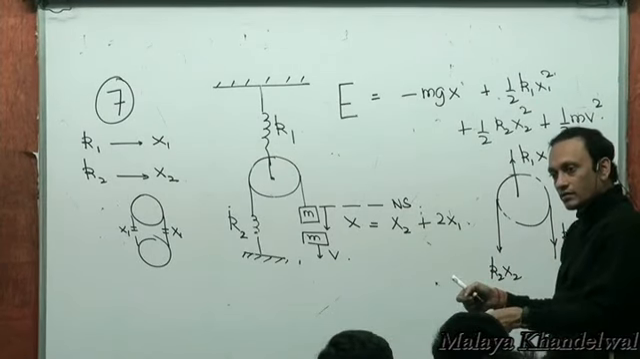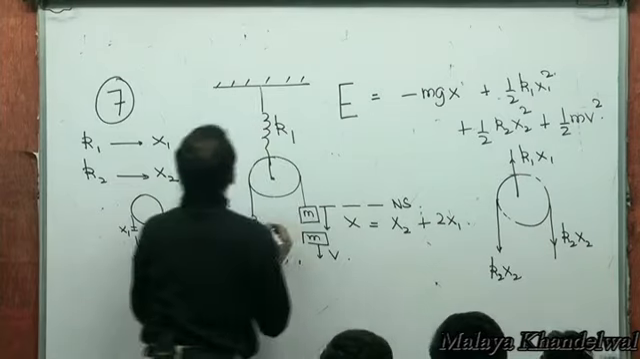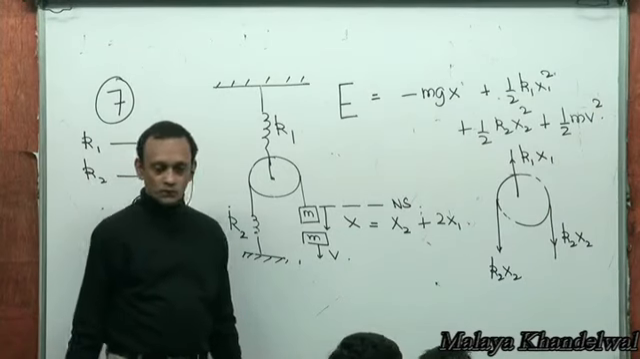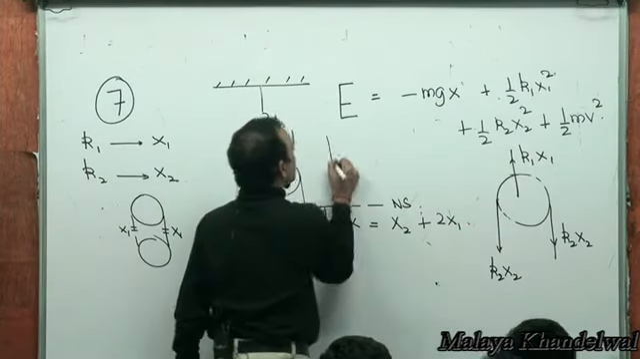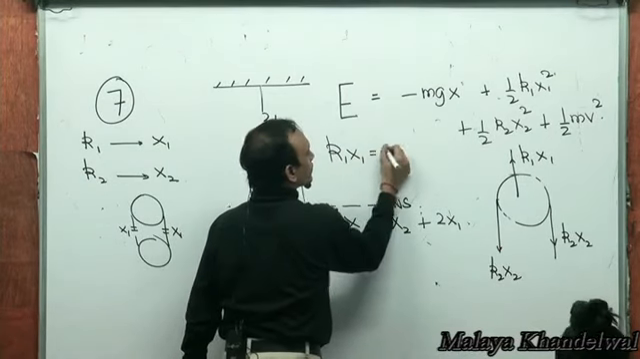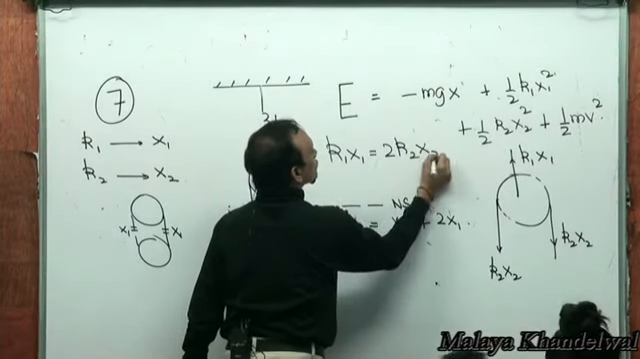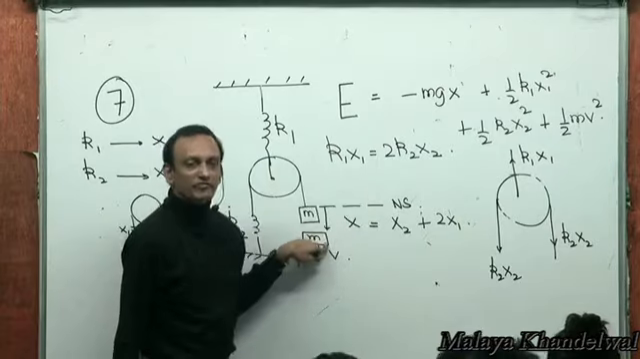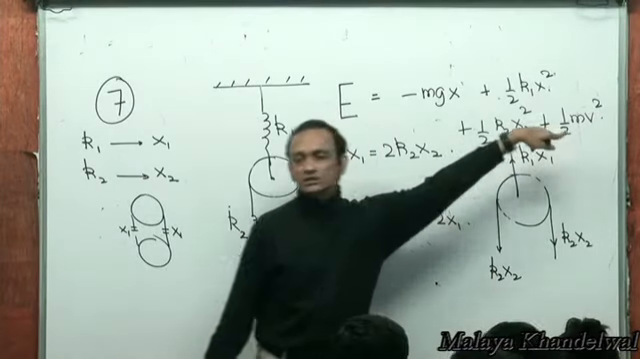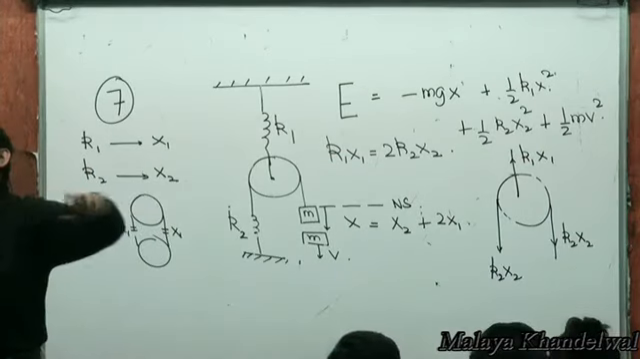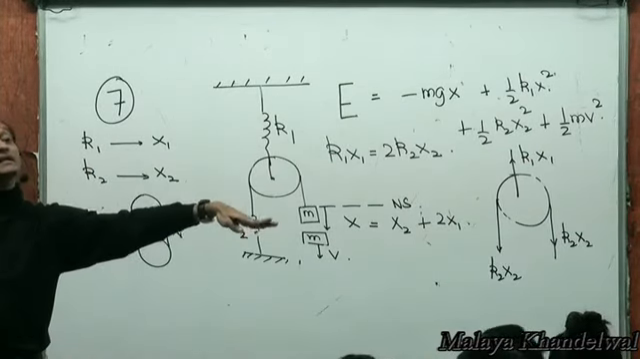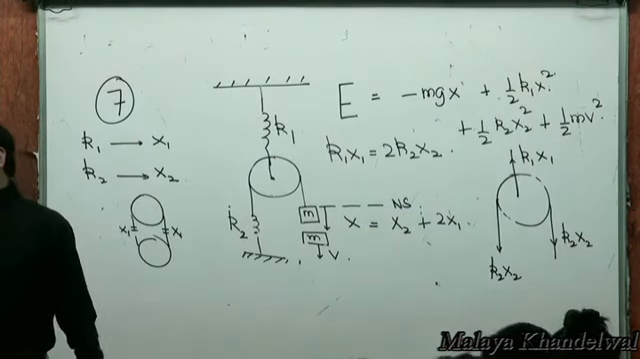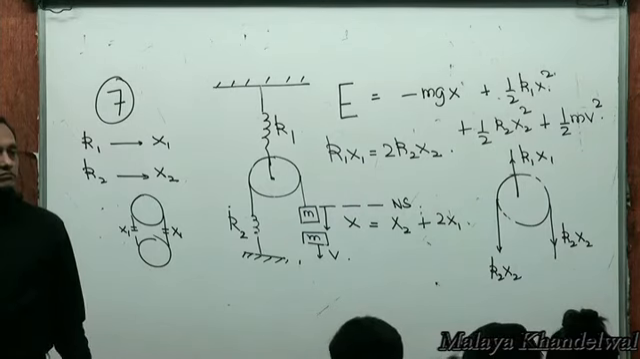The active string on both sides, will it not exert a force T on both sides, right? So can I not say k1 x1 must be 2 k2 x2? And x2 plus 2x1 is x, so I can solve for x1 and x2 in terms of x, and I can plug into this expression. So E would be known entirely in terms of x, and then I can go ahead and say dE/dx equal to 0 and obtain the value of omega as the square root of the coefficient of x. Clear?